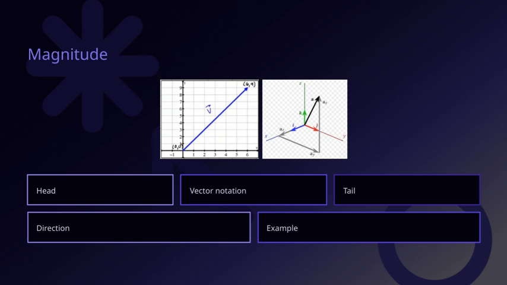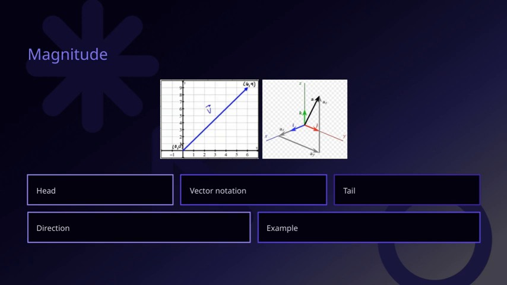Next, we have vector notation, which is simply a way to write vectors clearly and consistently, often using arrows or bold letters. This notation is crucial because it allows us to communicate vector quantities precisely.